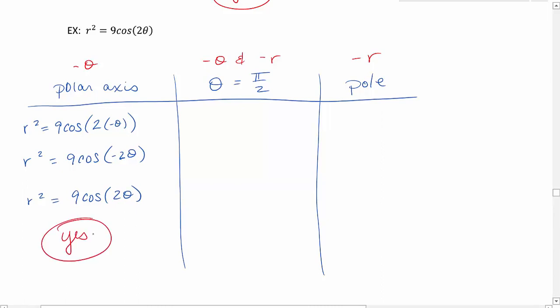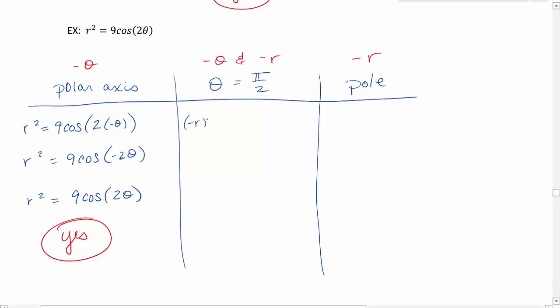the graph of this equation displays symmetry with respect to the polar axis, which coincides with the x-axis. So it's top and bottom. Right there, our work's going to be cut in half when we go to graph. Let's check theta equals pi over 2. Here we're replacing both with the opposite.